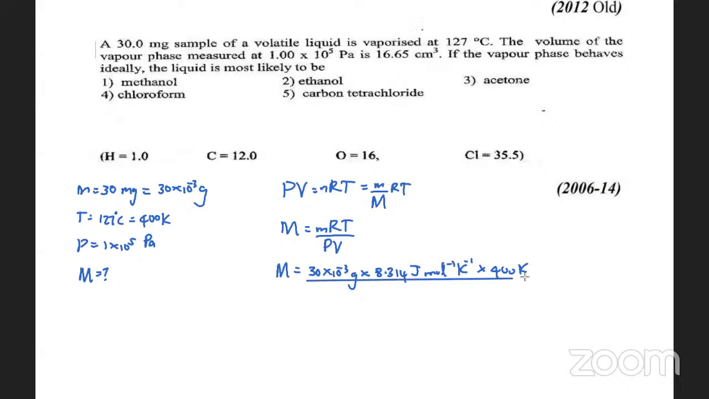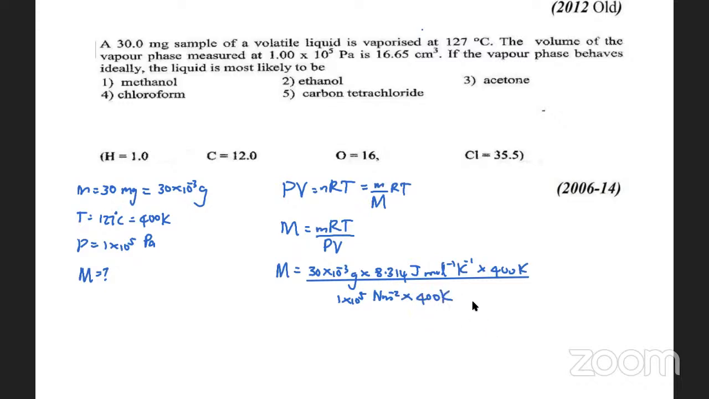Now in the denominator, people, it's PV. Pressure is 1 into 10 to the power 5 Pascal, or Newton meter to the power minus 2, and the temperature is 400 Kelvin. Right, these are the numbers.